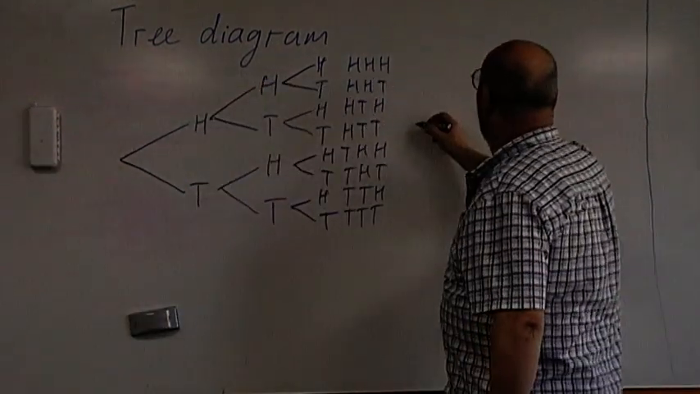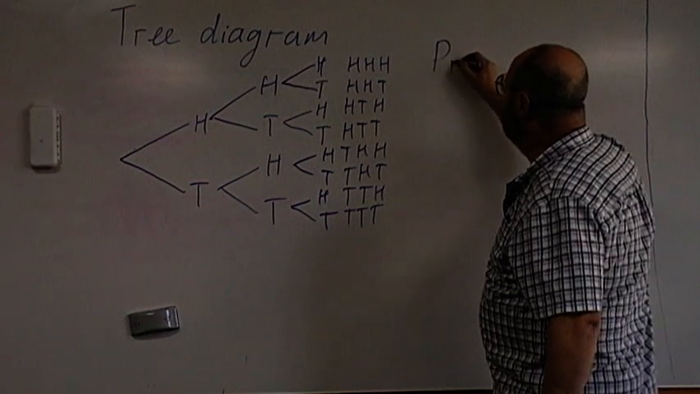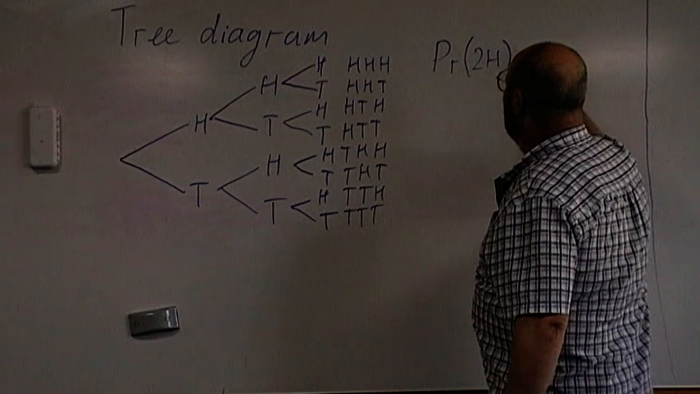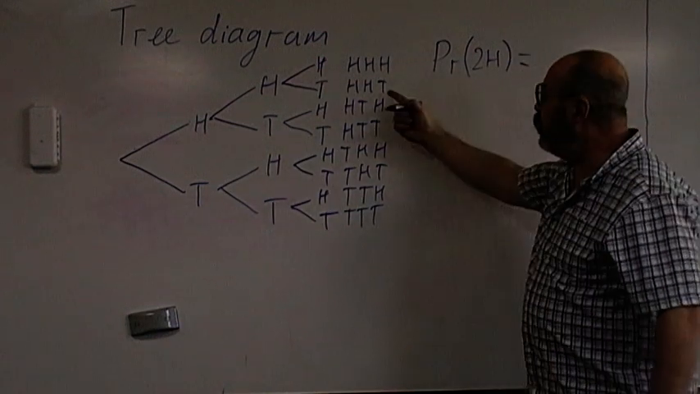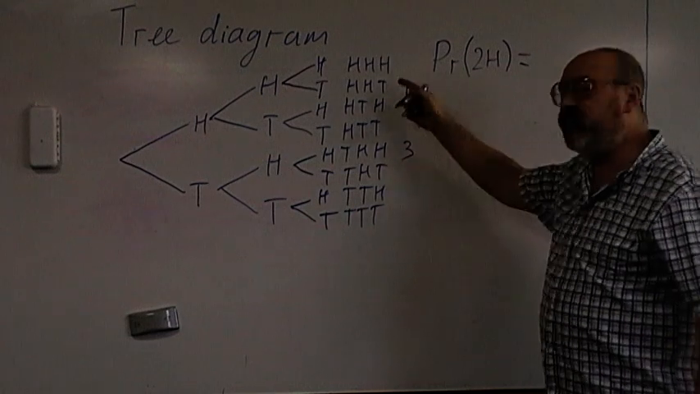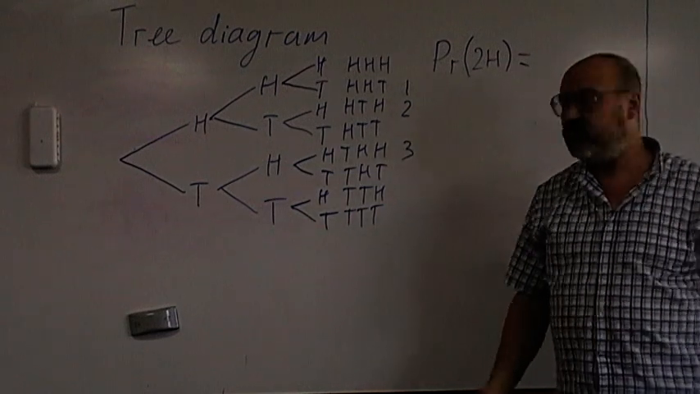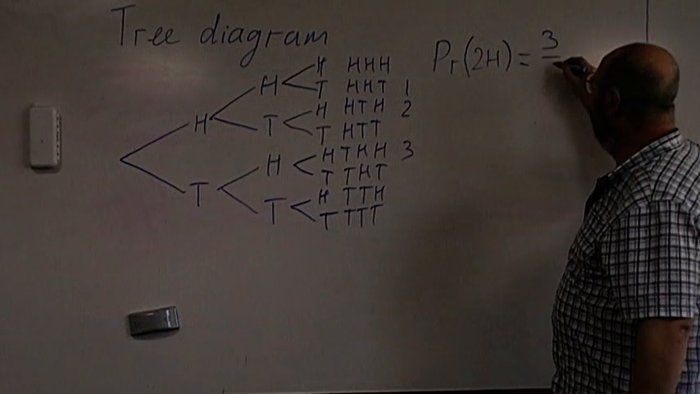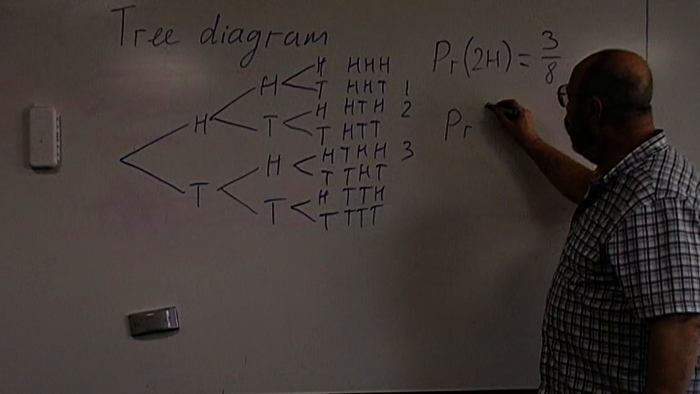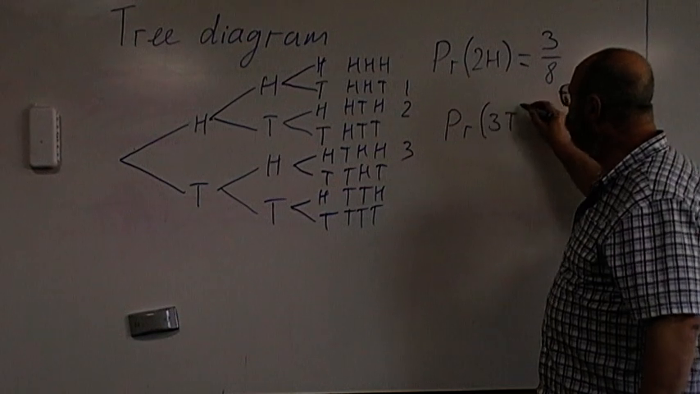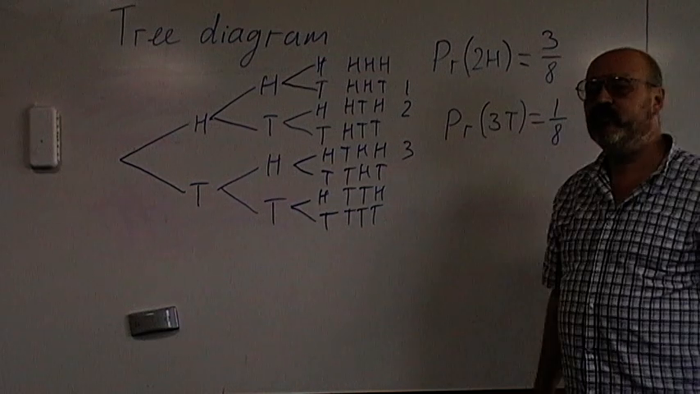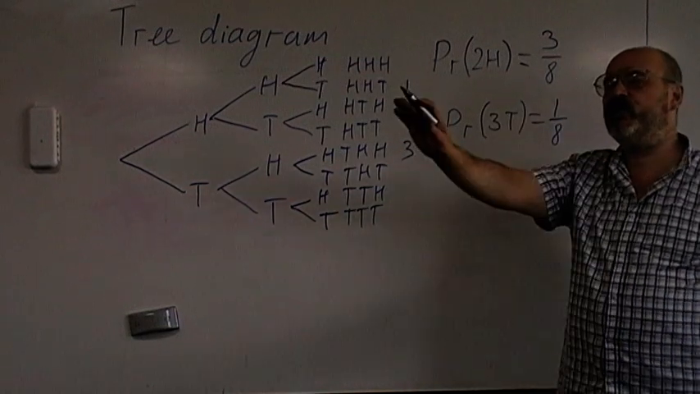So, now what will be the probability of getting 2 heads? Let's count how many we have. 1, 2, 3. We have 3 outcomes with 2 heads, so 3 out of 8. What will be the probability of getting 3 tails? 1 over 8. This is the only time that happens.